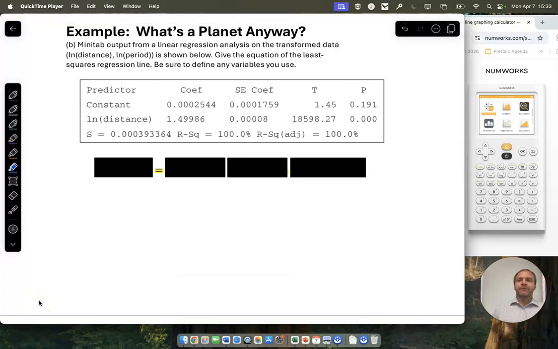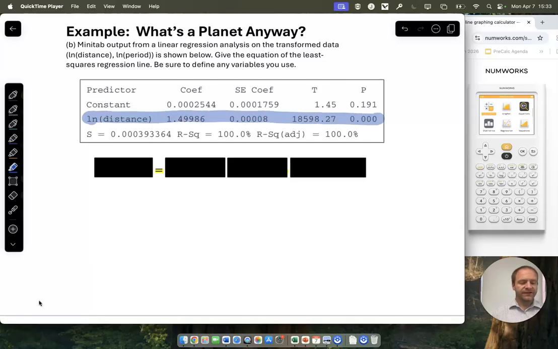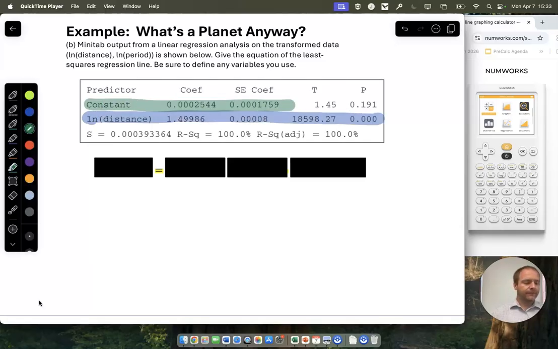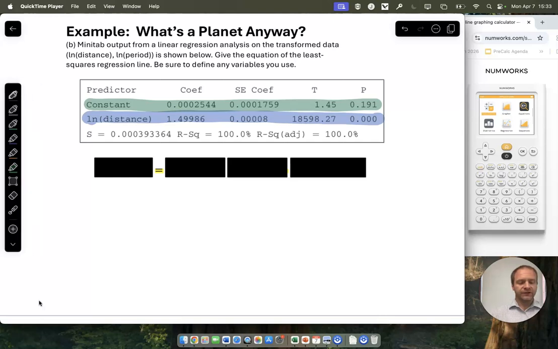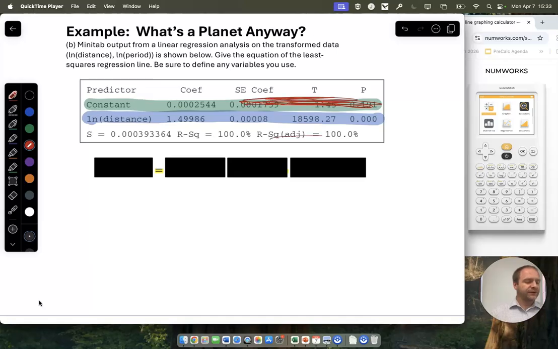So we have a Minitab output. Again, let's pay attention to the Minitab output for a second. Remember, this is our slope. This is our y-intercept. What don't we use? We don't use the information here very often, and we don't use the r squared. Okay, there's information. However, be mindful.